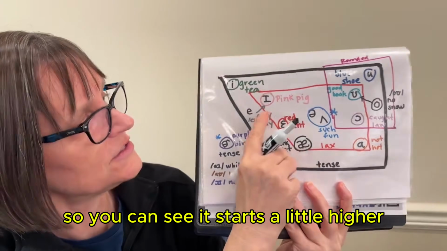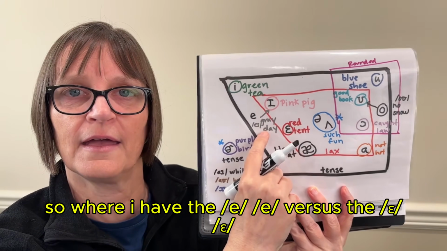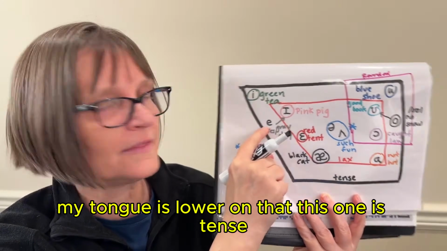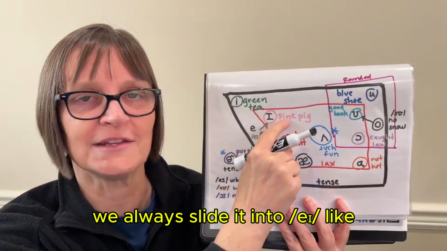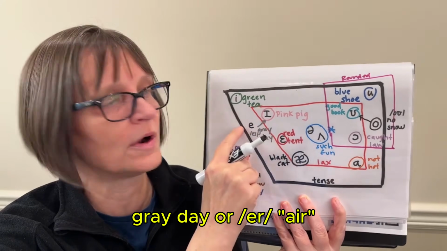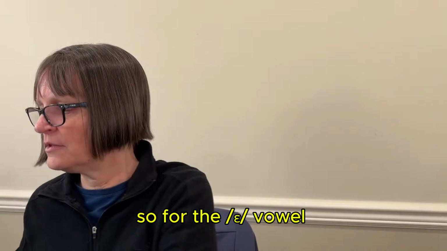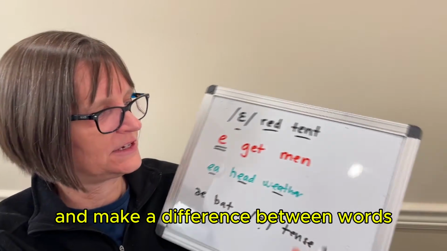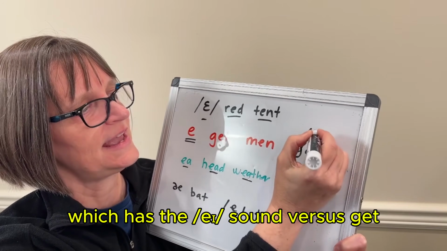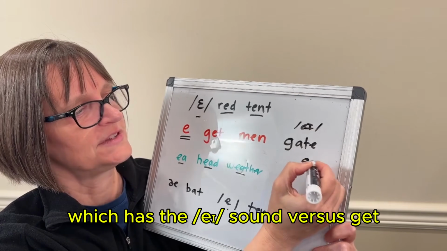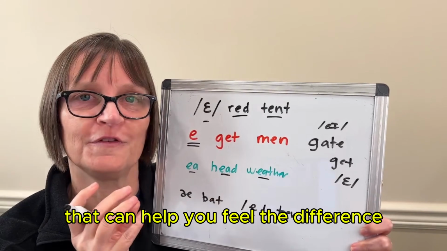So you can see it starts a little higher. So where I have the A versus the eh, my tongue is lower on that. This one is tense, and as I said, we don't have it by itself in English. We always slide it into a diphthong, like gray day or air. So for the vowel, being able to practice and make a difference between words, for example, like gate, which has the A sound, versus get, which has our vowel that we're trying to get. That can help you feel the difference.